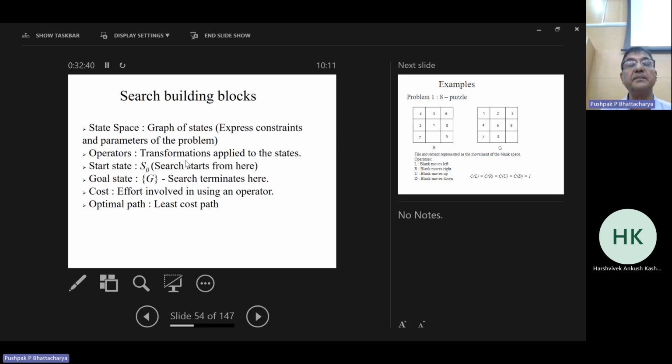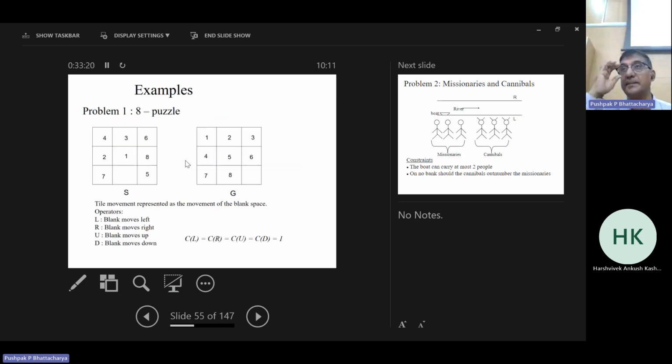The goal state is also special because the search terminates there. Now, the goal state is depicted as a set because the goal states can be multiple. Okay, for your problem, you may be happy with multiple goal states. Cost is the effort involved in using an operator, and the optimal path is the least cost path. So we are ultimately interested in the least cost path. Okay, so this is the setting: state space, operator, start state, goal state, cost, and optimal path. This is the step towards formalization. Let's illustrate all this with an example.